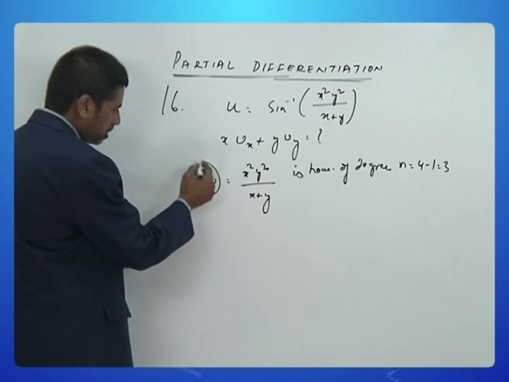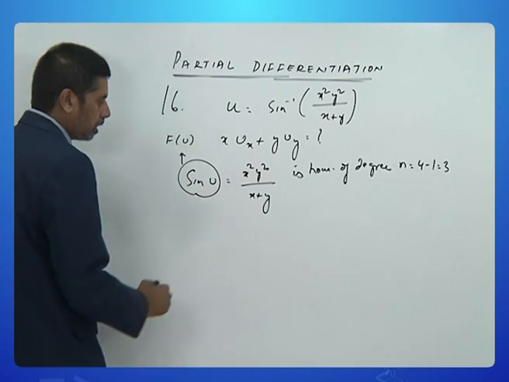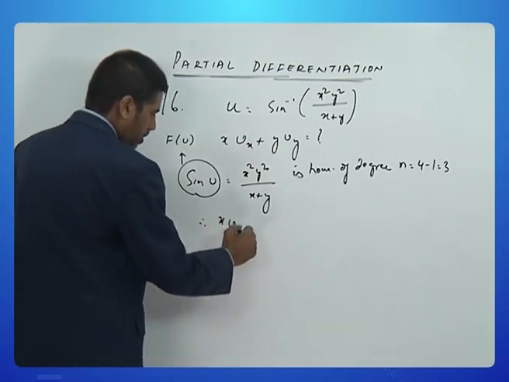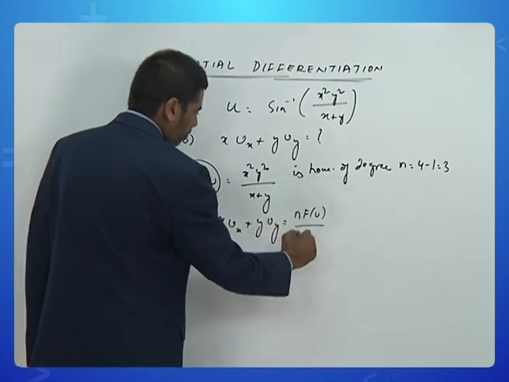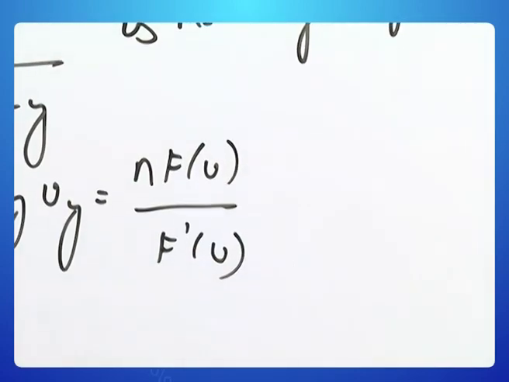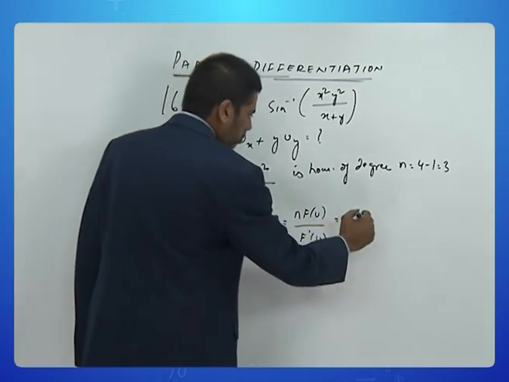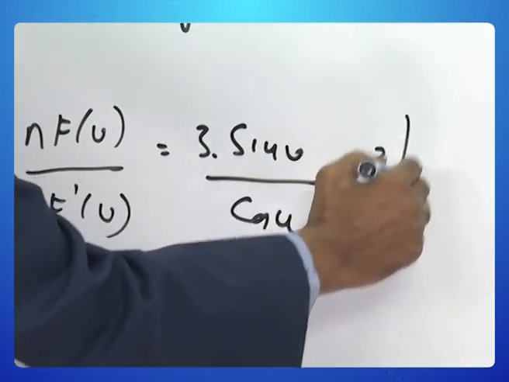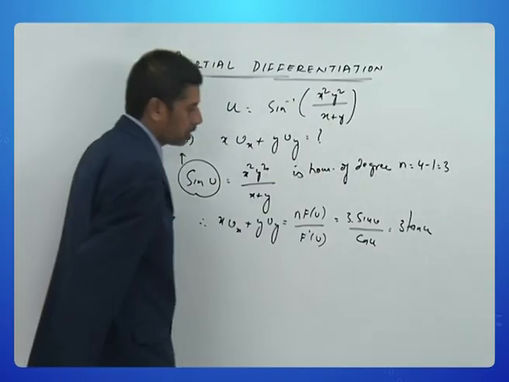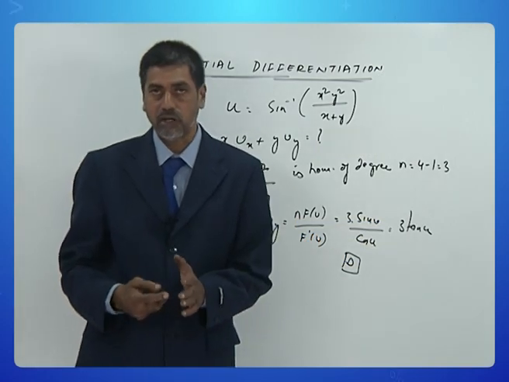And for convenience, this left hand side, let us call this a function of u. Therefore, x ux plus y uy is n f of u by f dash u. With n is equal to 3, f of u is equal to sine u, f dash u is equal to cos u, 3 tan u would be the answer. And the correct option is D.